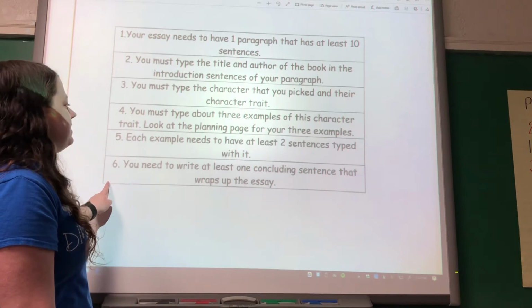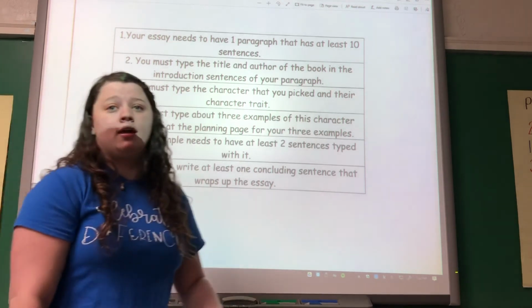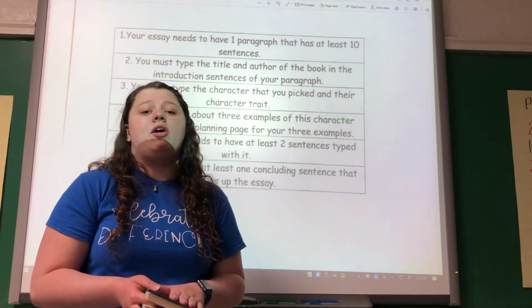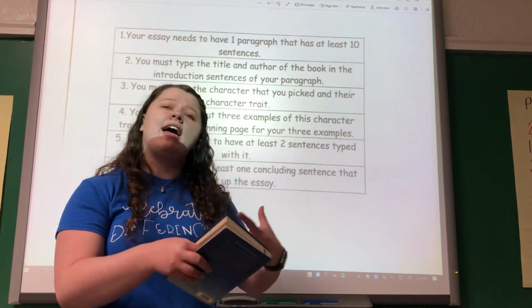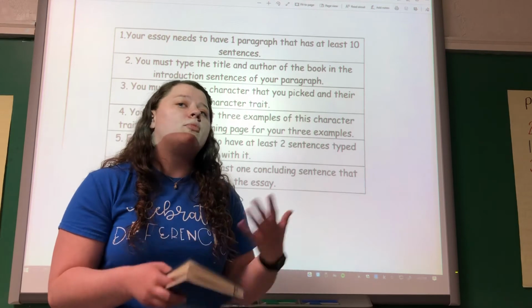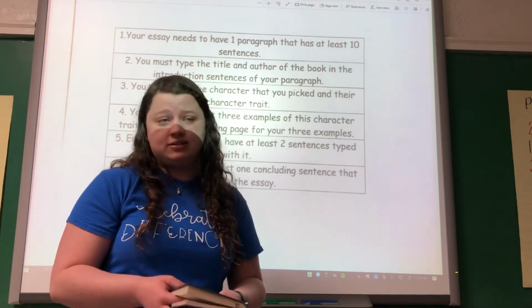Next, each example needs to have at least 2 sentences typed with it. So you can state the example and then talk about how that shows that the character is caring, or explain that example a little bit more. Talk a little bit more about the scenario, however you want to go about it.